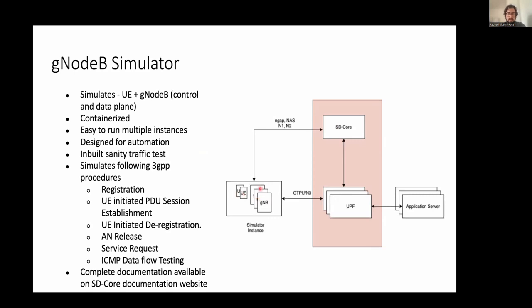So in this case, the goal of this gNodeB is to, as mentioned, enable the automation, for instance, sanity traffic tests. That means that it is going to trigger specific 3GPP procedures, such as a UE registration, the initiation of the UE PDU session, and a specific trigger of traffic between the UPF and the gNodeB, to see that the functionalities provided by the core are actually being implemented.